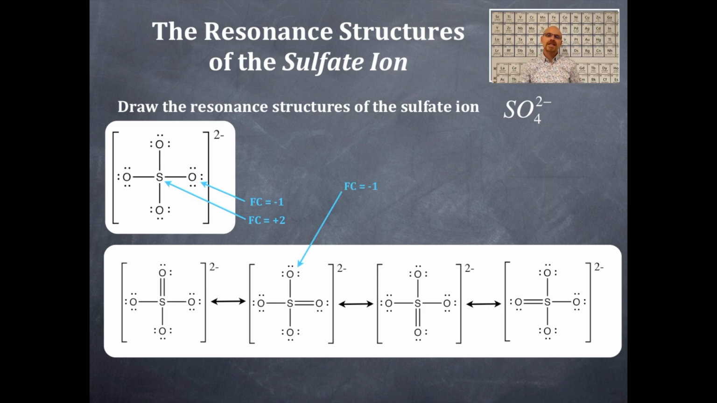Formal charge on each of the singly bonded oxygens is a -1. Formal charge on that sulfur has now decreased by 1, getting closer to 0, at a +1. That's a good thing. Formal charge at the doubly bonded oxygen is 0. And that is looking pretty good so far.